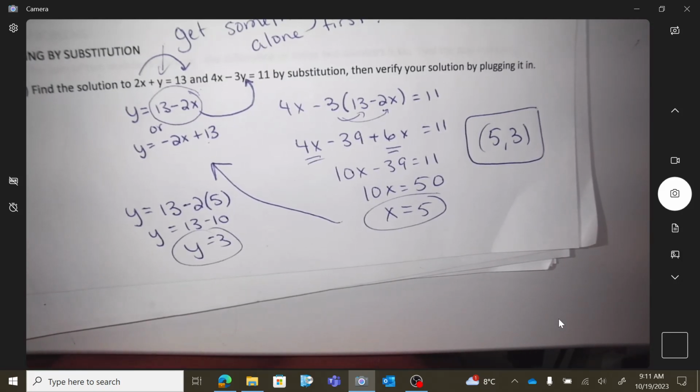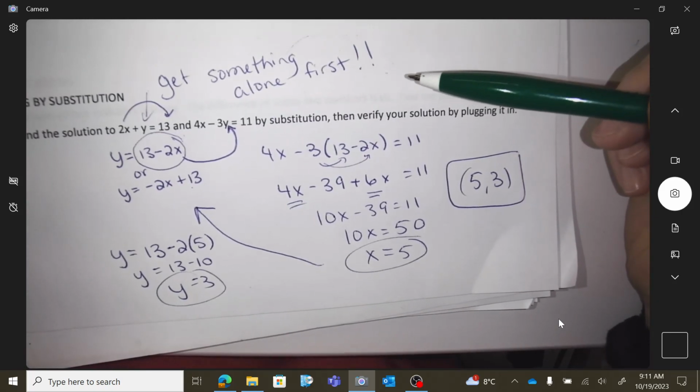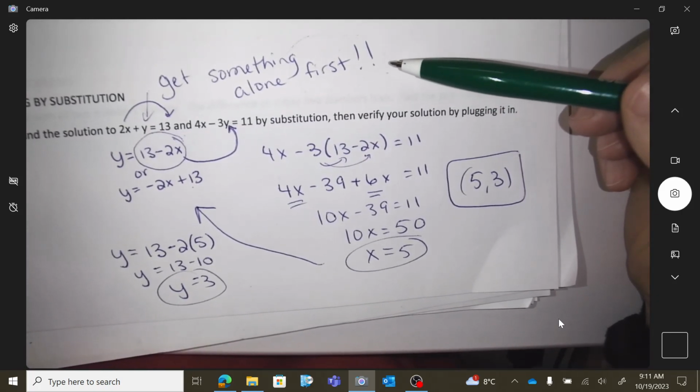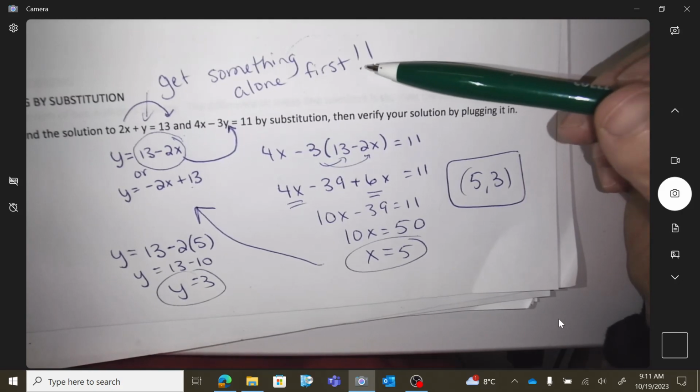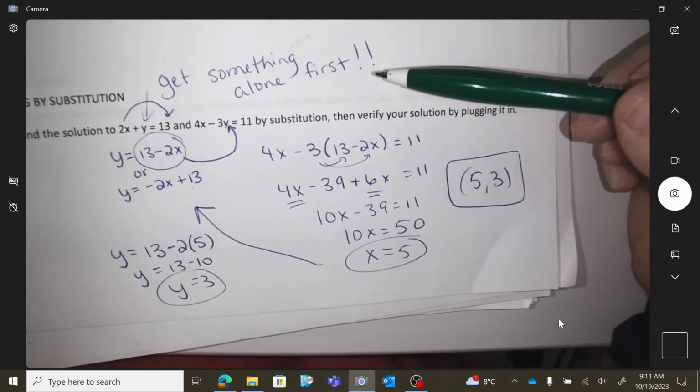Okay, so you can't forget, here's the thing with substitution. For substitution to work, you need something alone to begin with. So sometimes if there isn't, you make that alone before you move on.